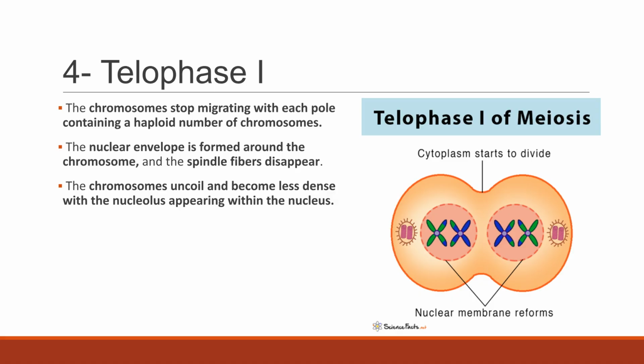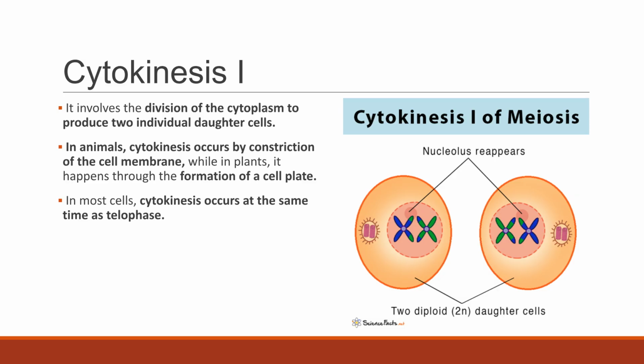chromosomes stop migrating, resulting in a haploid number at each pole. The nuclear envelope forms. The spindle fibers disappear, chromosomes uncoil, and the nucleolus reappears. Cytokinesis I involves the division of the cytoplasm, forming two individual daughter cells. In most cells, this occurs simultaneously with telophase 1.